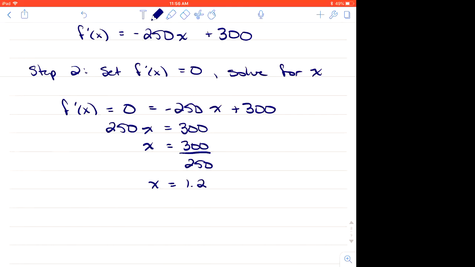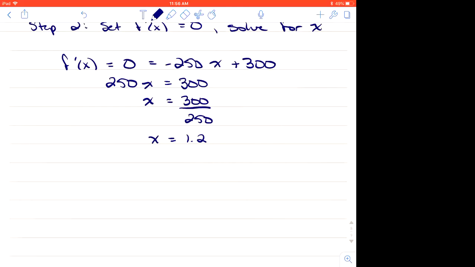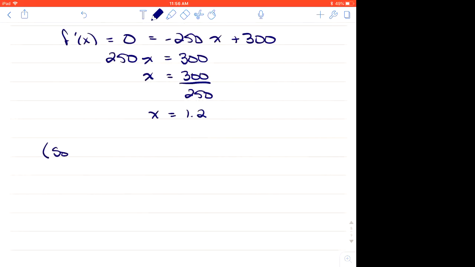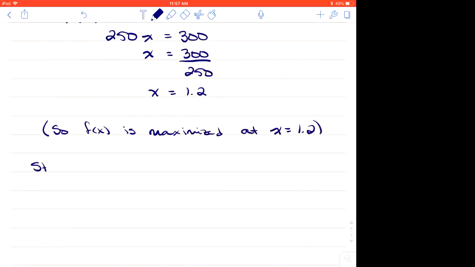All right. I'll just make a note here. So f of x is maximized at x equal to 1.2. That's what we found, right? But I want to maximize the actual function. So I want to evaluate f of x at x equal to 1.2. Right? So step 3.